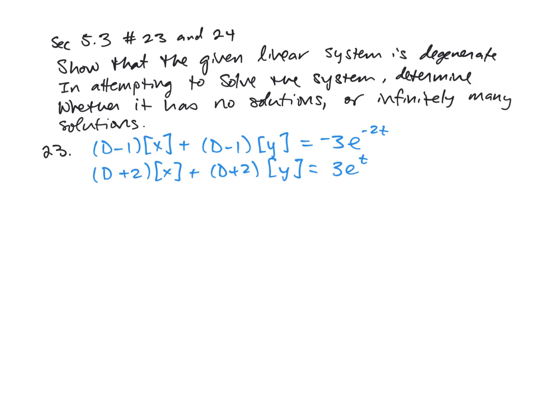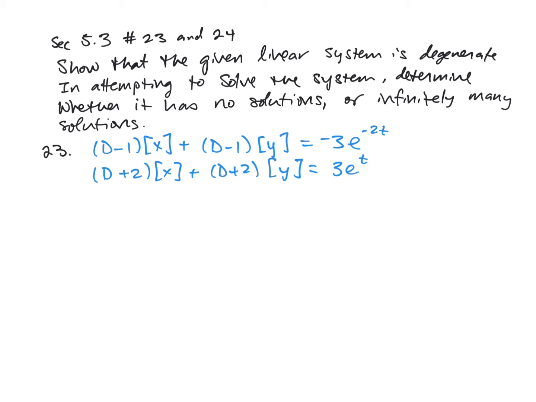So we have here a system of two linear equations with two functions, two unknowns. And this is written in our operator format, which we cover in section 5.2, which is kind of a shorthand notation that enables us to manipulate these systems of equations a bit more like algebraic equations, instead of thinking about them as differential equations. And what we want to show here is that these systems are degenerate.